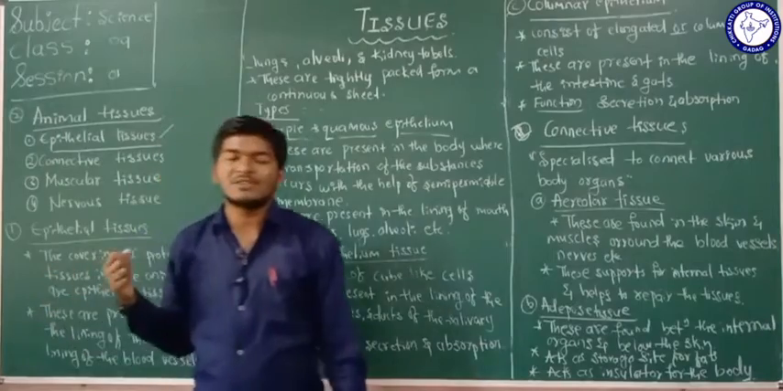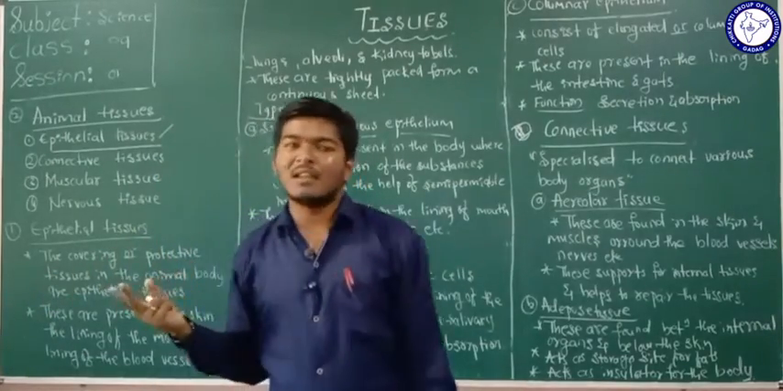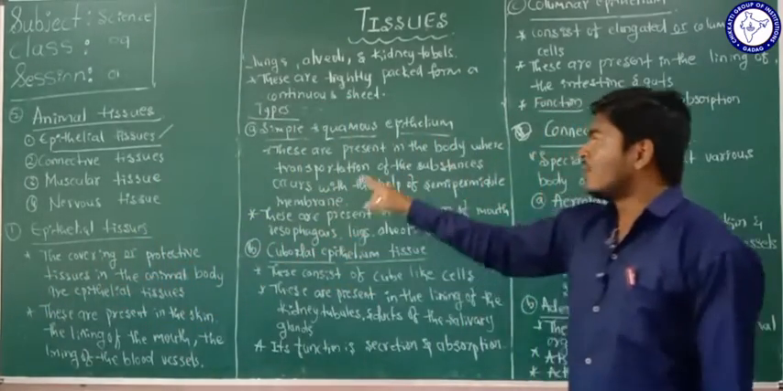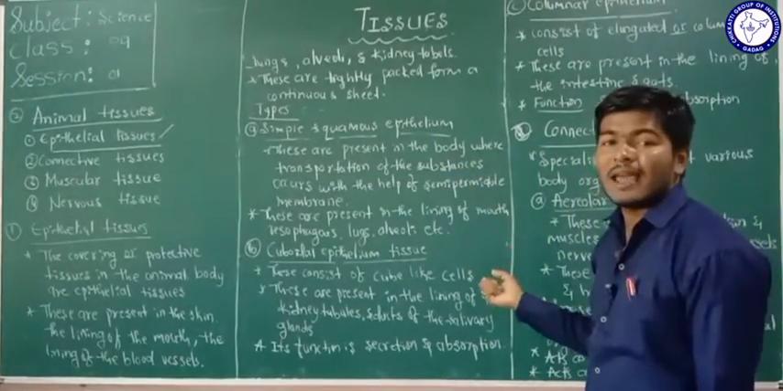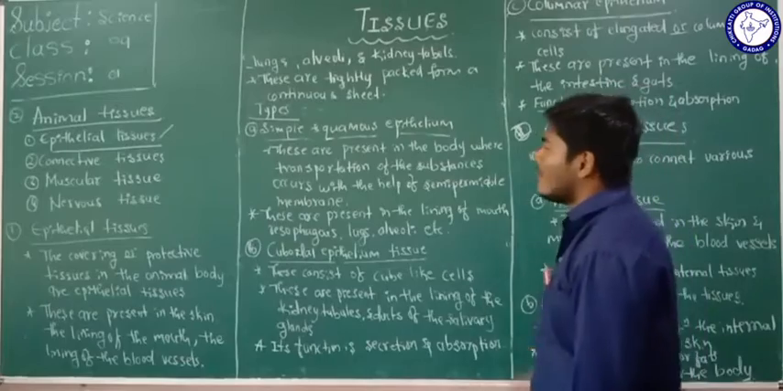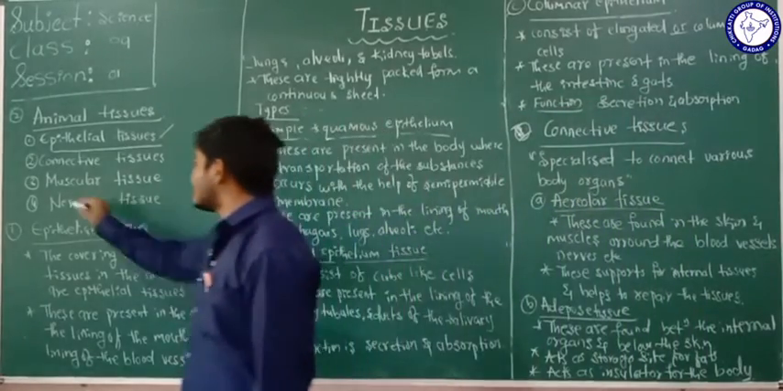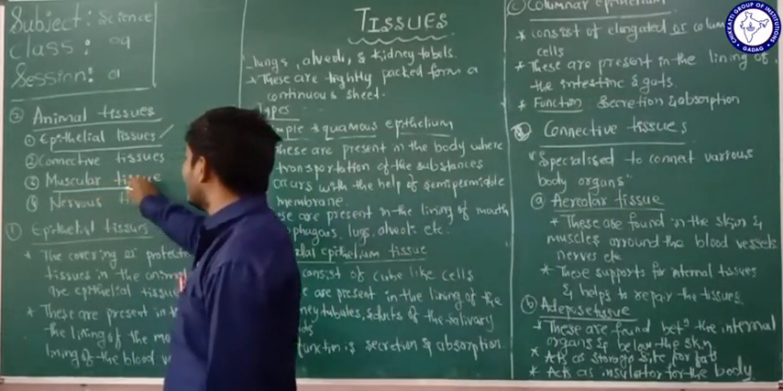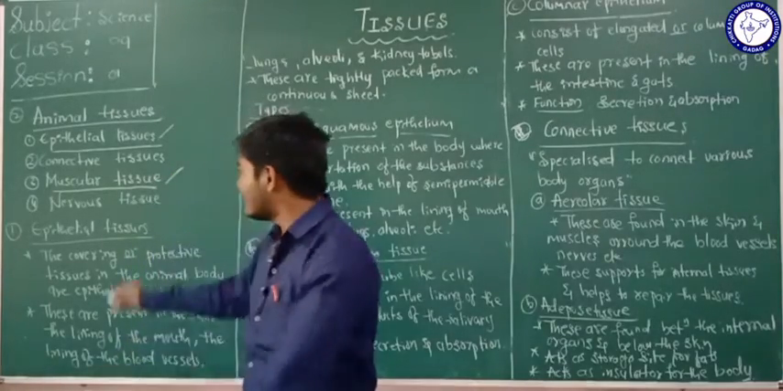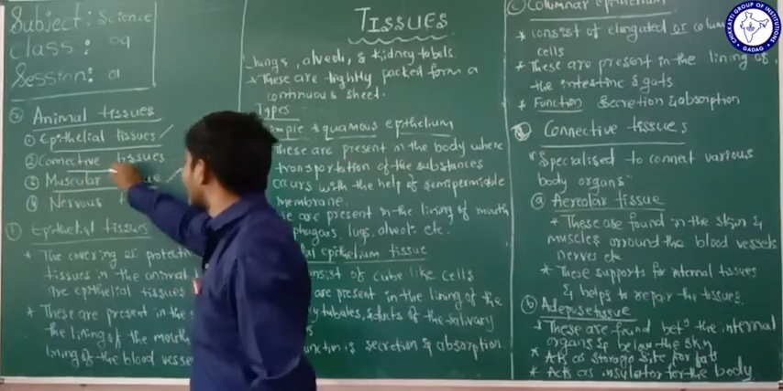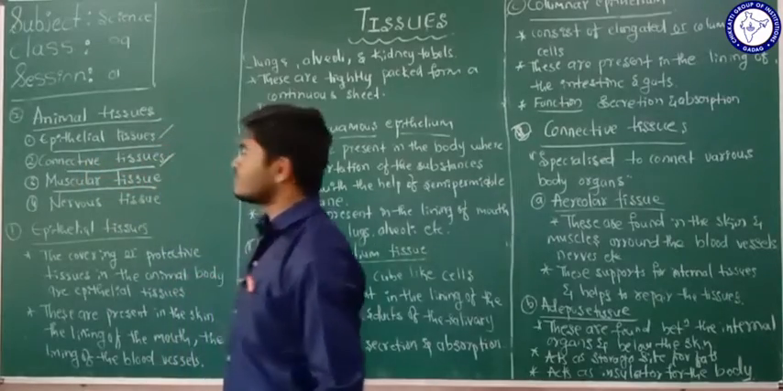There are three types of epithelial tissues present: one, simple squamous epithelium tissue; second, cuboidal epithelium tissue; third, columnar epithelium tissue. Now I am considering the second type of animal tissue. Sorry, I am considering the connective tissue. Second one, it is connective tissue.